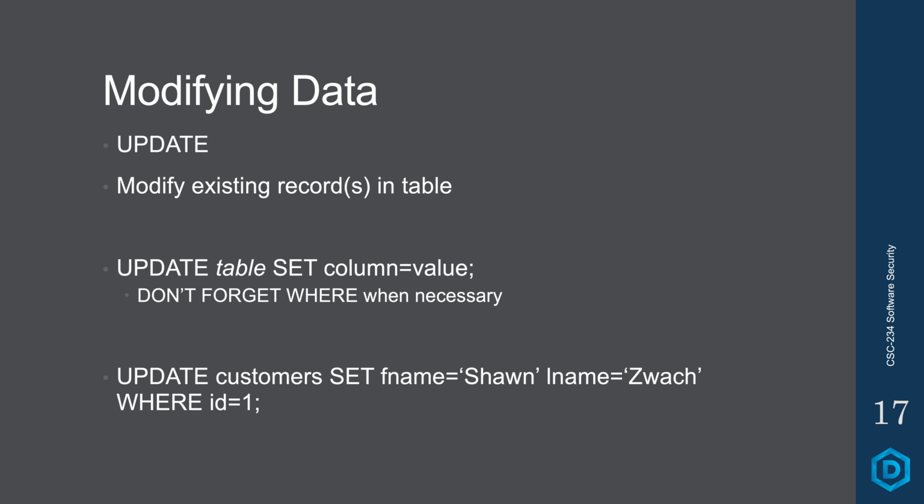Modifying data, we'll use update to do that. So this is if we want to change something that's already there. Update the name of the table, set something, and then where something equals something. So what condition do we want to actually set these things? So in this example at the bottom, we're updating the customers table and setting first name and last name to Sean and Zwak, where the ID is 1. So only one row there. If I did not have the where in here, if we just did update customers set first name Sean, last name Zwak, every single row in that table would become Sean Zwak, which is not ideal.